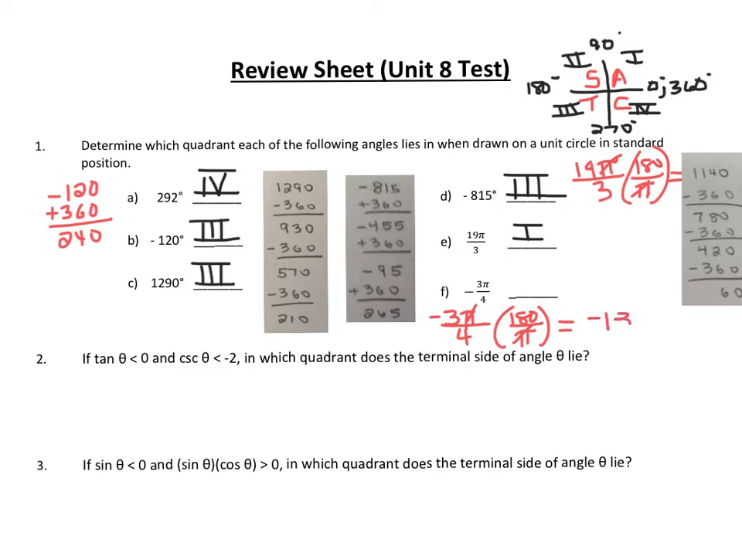Now, if we have a negative angle, we make it positive by adding on 360. So when we add on 360, that gives us positive 225. All right, so 225 is between 180 and 270, so we are in the 3rd quadrant.